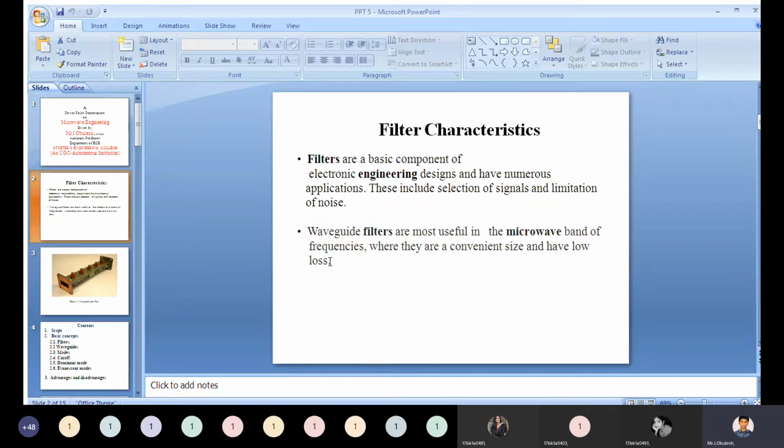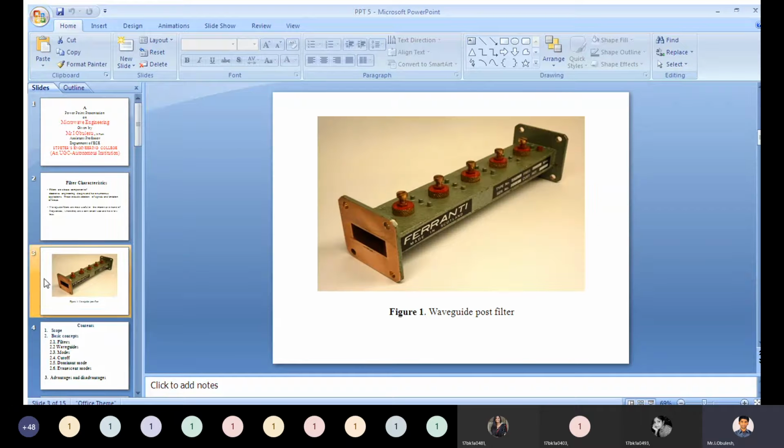You need to see this waveguide from the slide, the waveguide post filter. We are using this in real time also in the laboratory of microwave engineering. Once you come offline, we will be able to use this waveguide post filter.